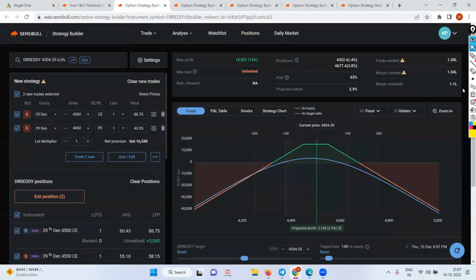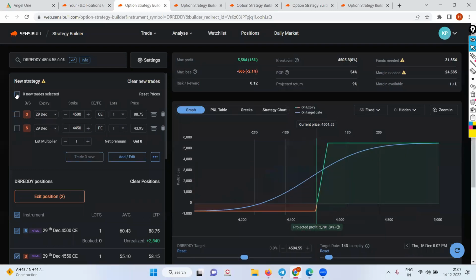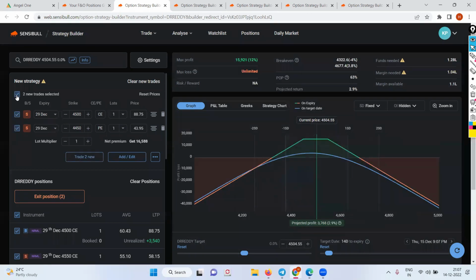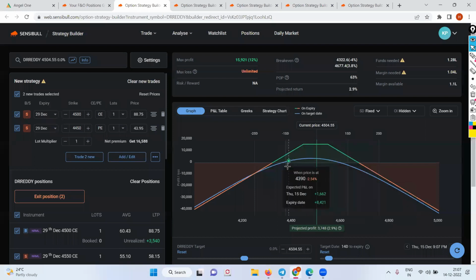Now what happened is, yes, your capital will increase. Along with that, your absolute profit will also increase. Let me uncheck this. Initially, your capital was 25,000, but still you add the profit of almost like 18%. But you will be getting this 18% profit only when the market goes up. If it comes down, you will end up in loss. Now the moment I've converted this to a strangle, it's a two-way. Yes, your profit has increased.